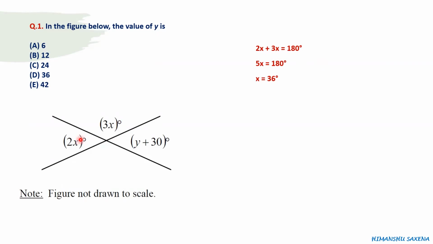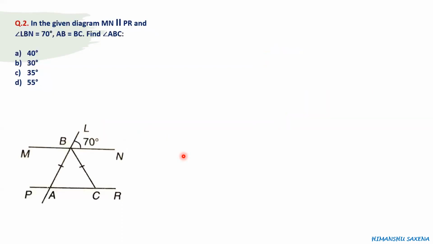Now 2x and y plus 30, these are vertically opposite angles, right? And vertically opposite angles are equal to each other. So 2x is equal to y plus 30. If we put the value of x in this equation, then we get the value of y also, which is 42 degrees. So our answer would be E, 42 degrees. So this was an extremely simple question just to start building the concepts.